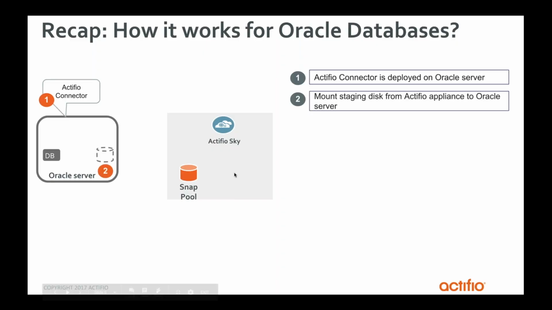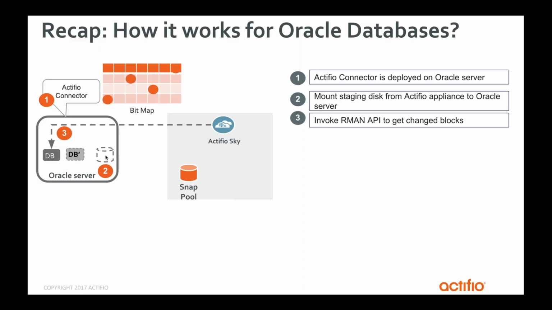And we will mount a staging disk from our appliance to the Oracle database server as part of the second step. Once we have mounted the staging disk on your Oracle database host server, we are going to take the backup using RMAN API calls, and run the RMAN API to get the changed blocks. The initial copy was a full ingest copy, and all subsequent copies, as I've explained earlier, are incremental forever in nature. So we will capture the blocks using these RMAN API calls.